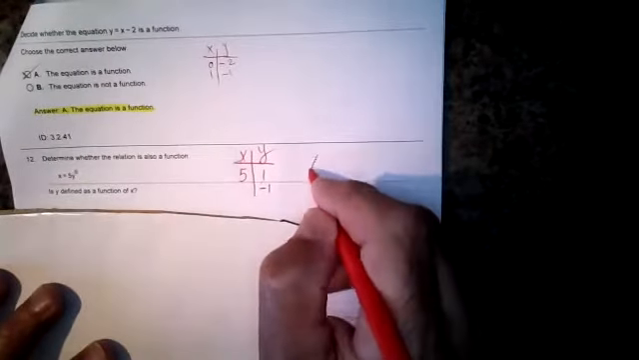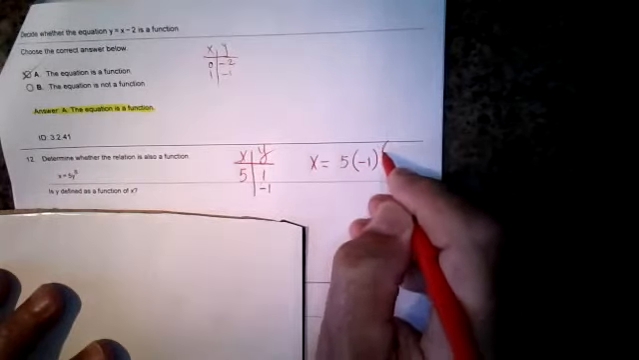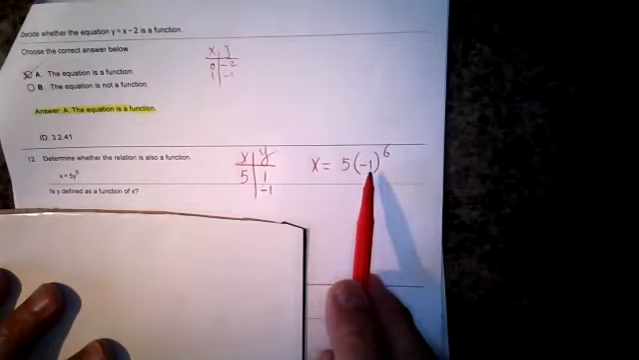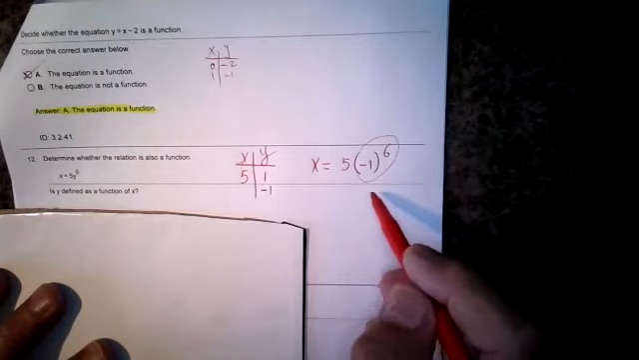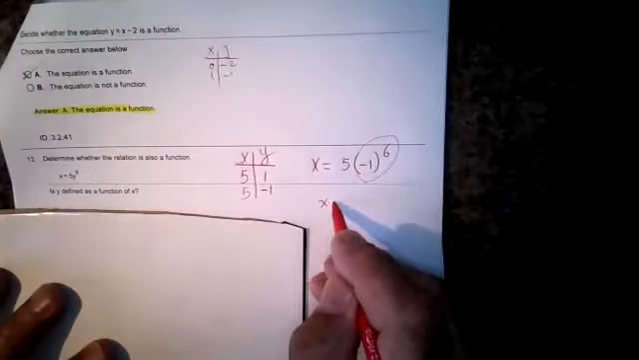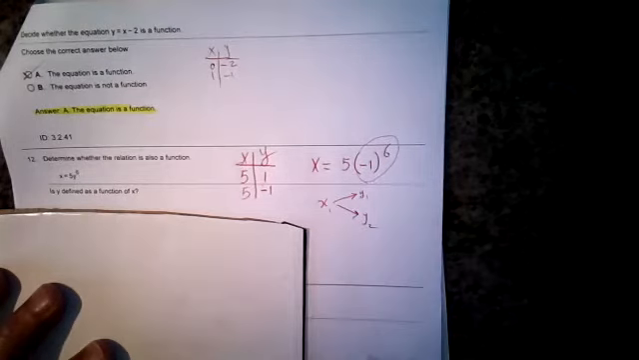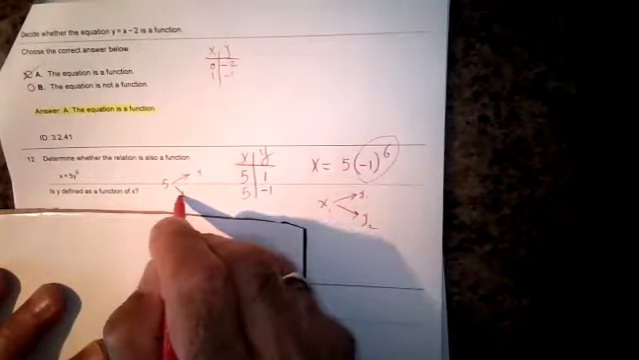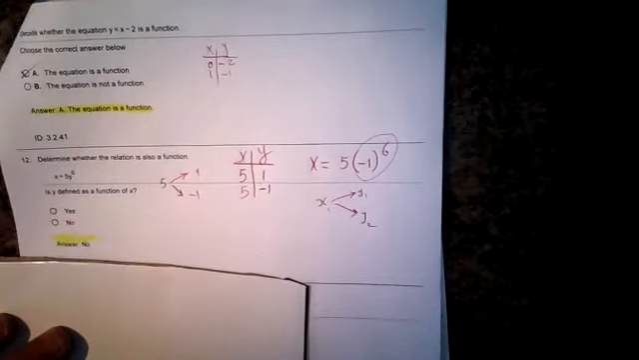Anytime you want to substitute a negative, you should always use parentheses. What is -1 to the power of 6? -1 times -1 times -1 and so on is +1. So you still have 5. See, this is a case that for one x, you come with 2 different y's. Remember? For 1, 5, you come up with 2 values of y. It is not a function. No.